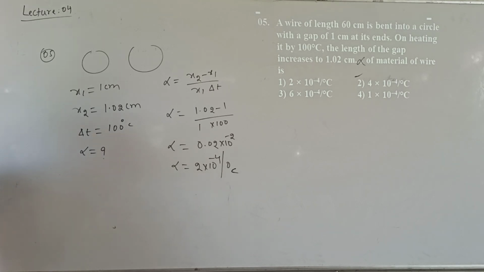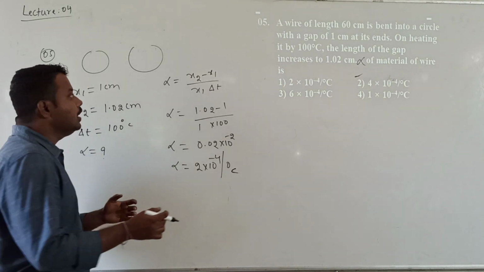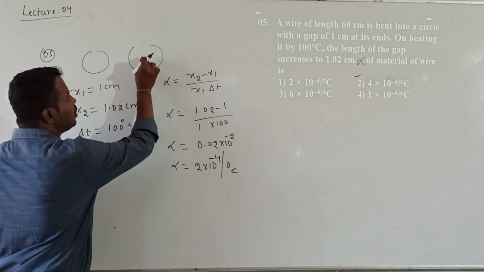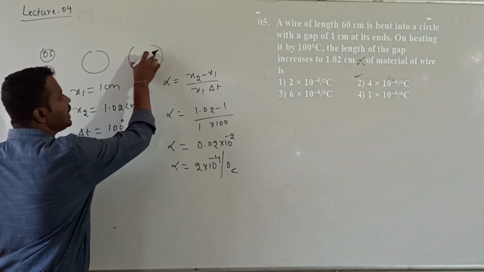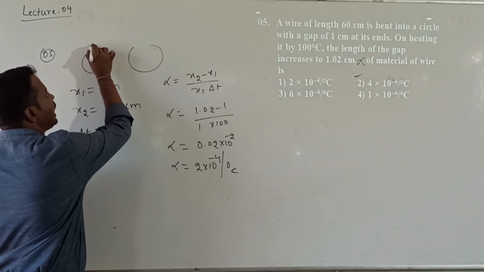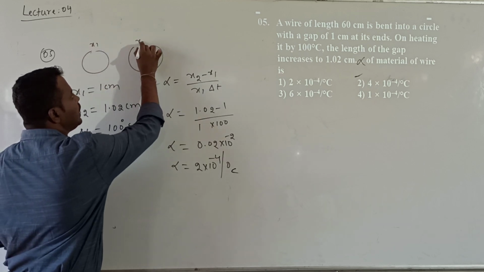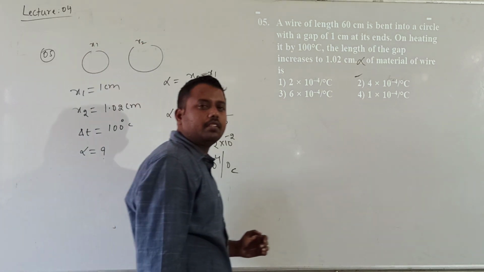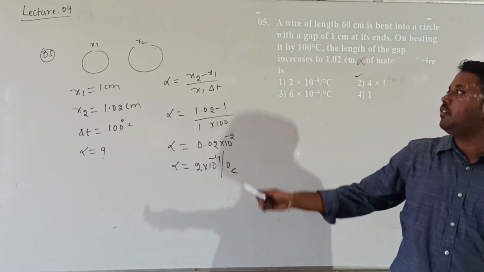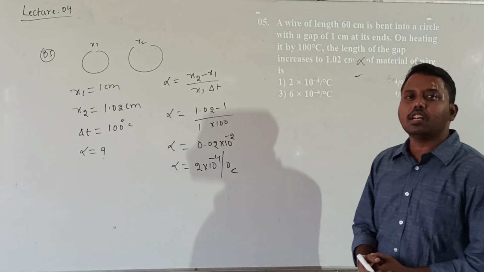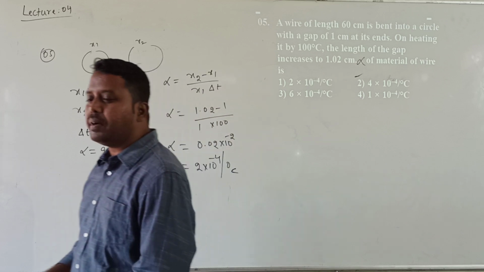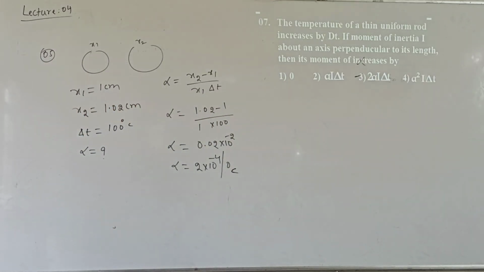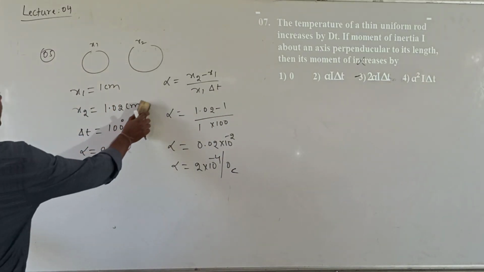Are you getting that? Why did the gap increase, understood? The wire will expand in all directions, not only here. Because of the expansion in all directions, what happens to the gap? The initial gap is x1, the final gap is x2. Because of that reason, the gap left will increase. Question clear? So this is question number 5. Next one. Question number 7.